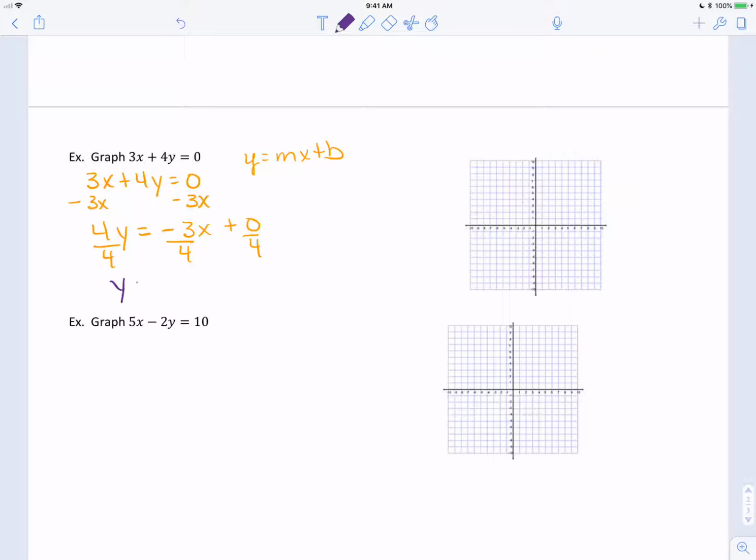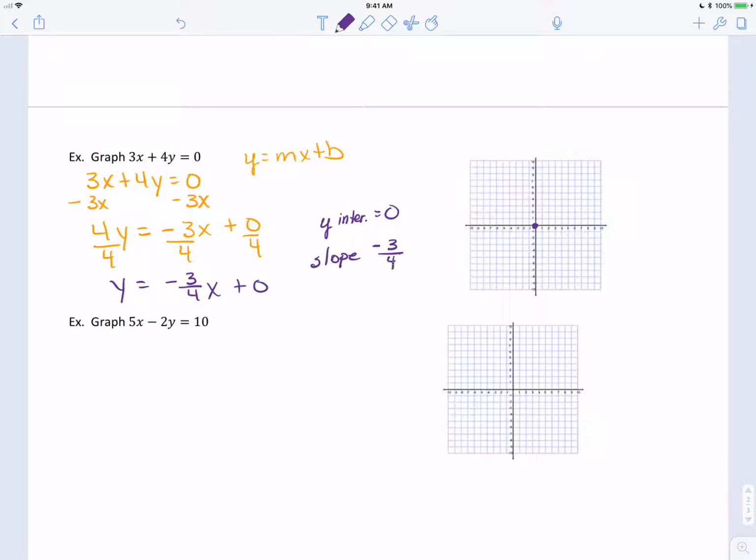So now we've got y is equal to -3/4 x plus 0 still. And you can leave that off if you want to, but I'm going to leave it on there so that we see where our y-intercept is. Our y-intercept in this case is at 0. So it's going to cross right there at our origin, 0, 0. Then we have a slope of -3 over 4.